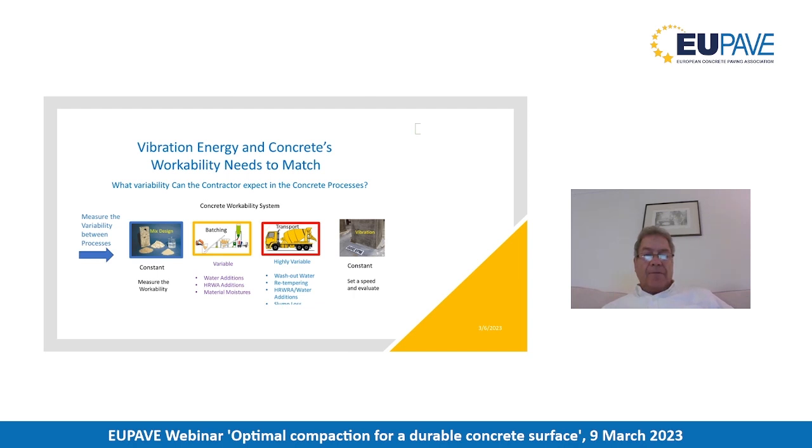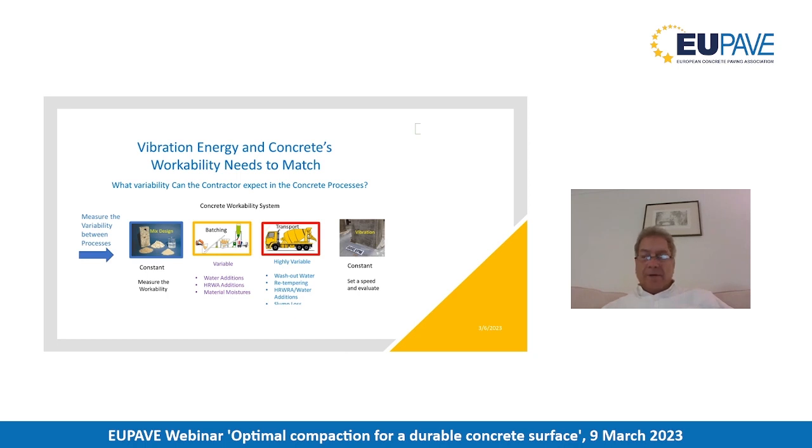On this slide, the variation, energy and concrete's workability need to match. The slide identifies the areas of variability that confront the contractor once the mix design has been determined. The constant, which is the materials, then gets placed into a batching plant. This is where the moisture within the material has to be measured before the water is added, and then you have the various additives that you would put in.